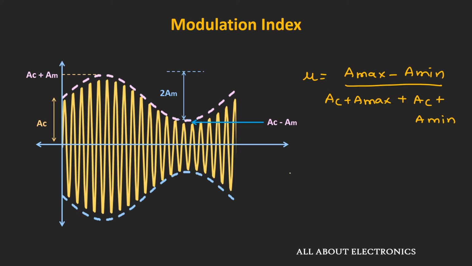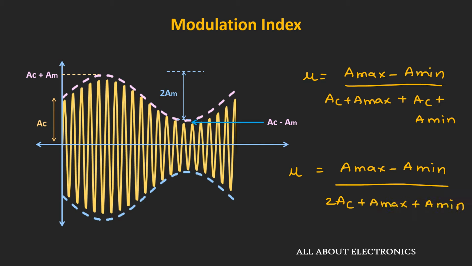So from this we can say that the modulation index is equal to A max minus A min divided by 2AC plus A max plus A min. So this is the generalized expression for the modulation index.